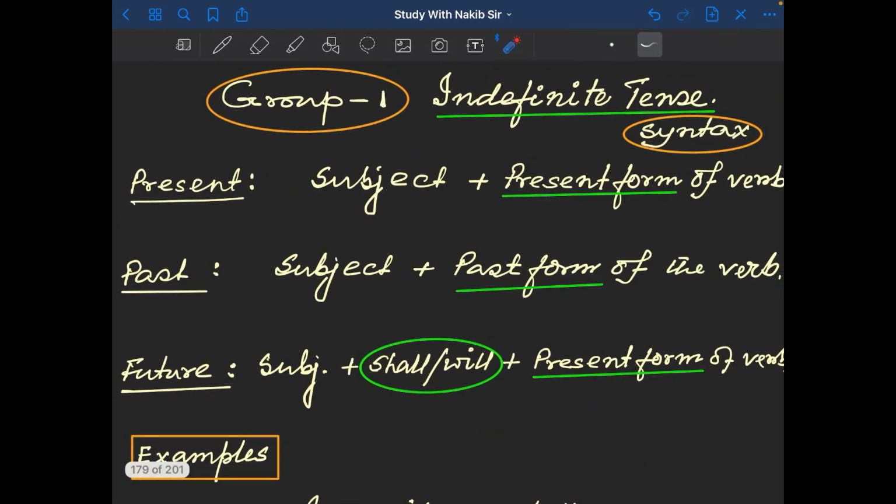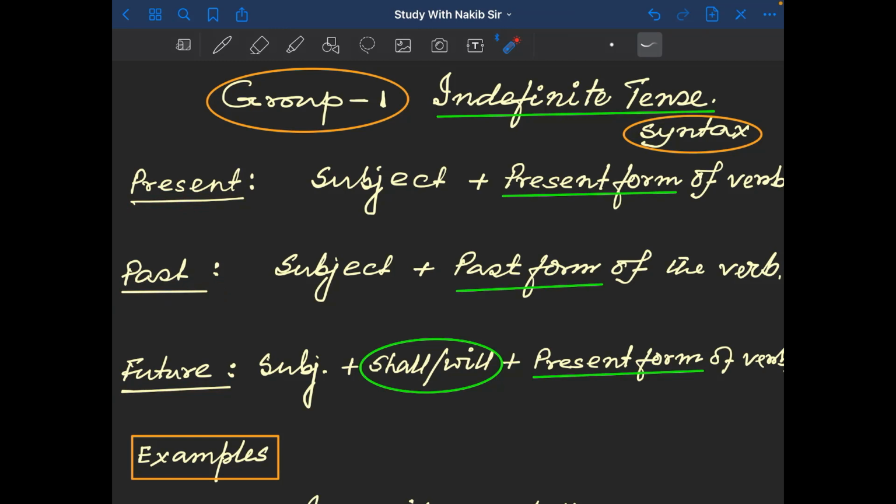Okay, now see group 1, that is the group of indefinite tense. First see the structures. It is the present indefinite structure, it is the past indefinite structure, it is the future indefinite structure. In my videos on English tenses, I have called them syntax. Syntax actually means structure. So here it is written syntax. 3 syntaxes you have got: present indefinite tense, past indefinite tense, future indefinite tense.